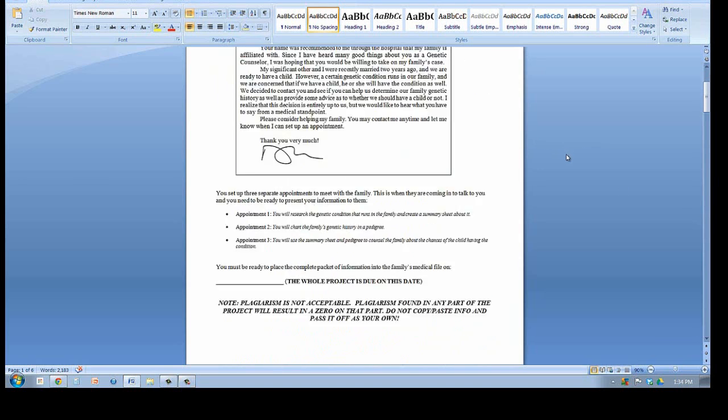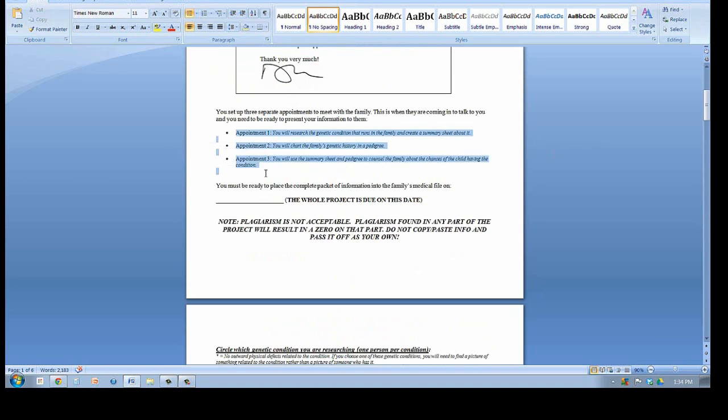What you're going to do, there's going to be 3 appointments. Your packet is really long. Just take it apart one step at a time, and it's not that overwhelming. So just focus on one appointment at once. The due date is on the board, so you can write down on that line when it's due. And please do not plagiarize in this project. Make sure everything is in your own words.